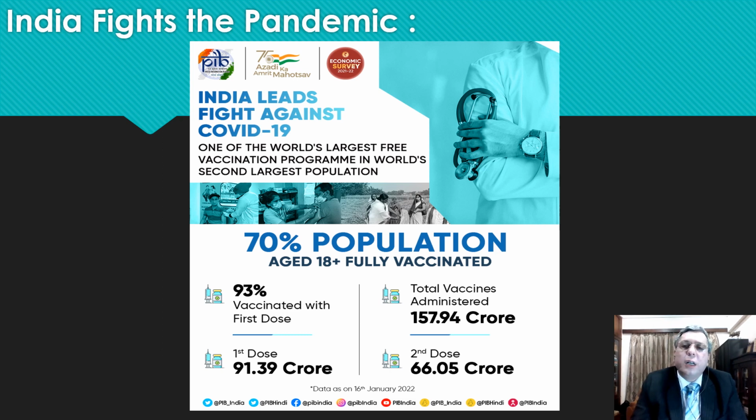You can see the run rate, which is so highly commendable and the highest in the world. The first dose, nearly 91 crores have got, and the second dose 66 crores. And that covers nearly 70% plus of the population, which is now fully vaccinated.